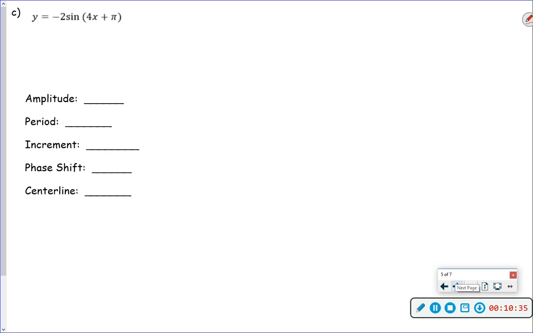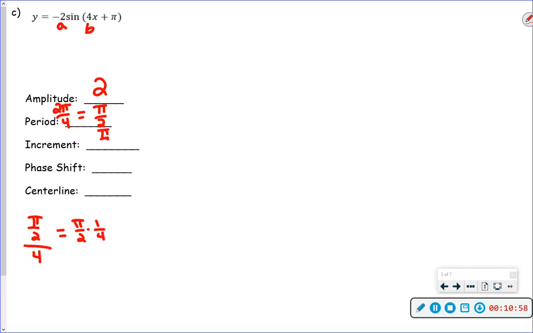Amplitude, absolute value of a. Absolute value negative 2, 2. Period, 2 pi over b. b, of course, is 4. 2 pi over 4, I'm going to reduce it. Increments, the period divided by 4. So, of course, you could do that in your calculator, but if we're going to divide by 4, we end up multiplying by the reciprocal. So pi over 8.